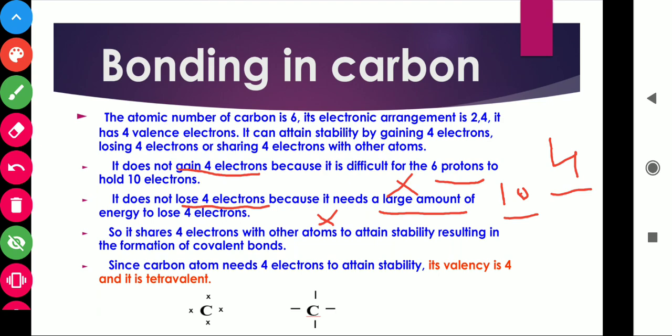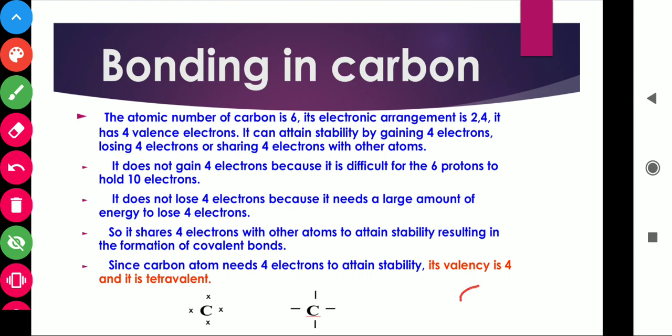Now, neither gaining nor losing takes place. It will share the electrons, by which a covalent bond is formed. Which type of bond is formed? Covalent bond is formed by the sharing of electrons. How can we represent carbon? Carbon has valency 4. See 1, 2, 3, 4. You can see here, or like this when we draw the electron dot structures.